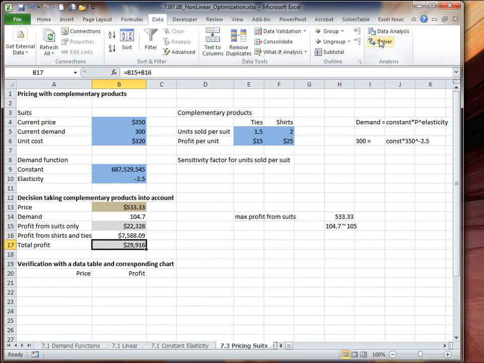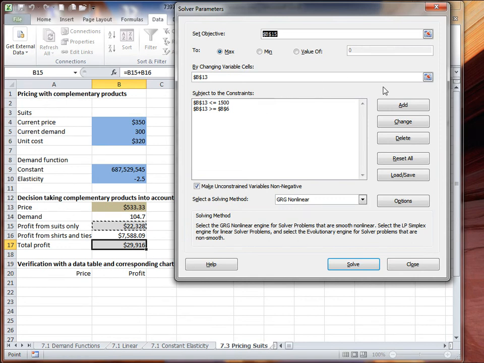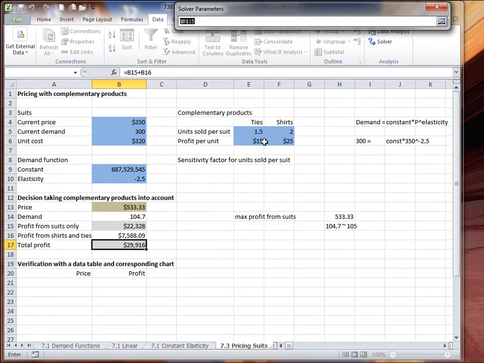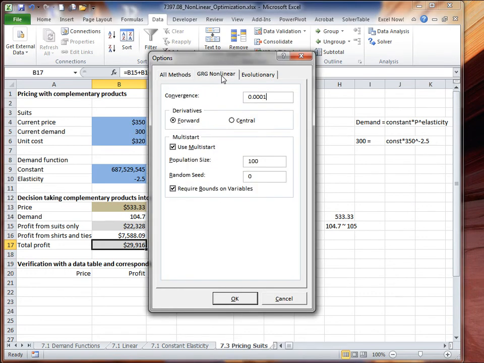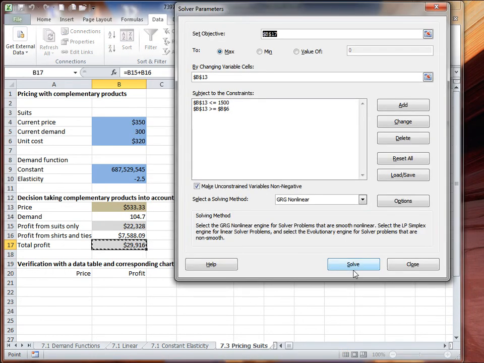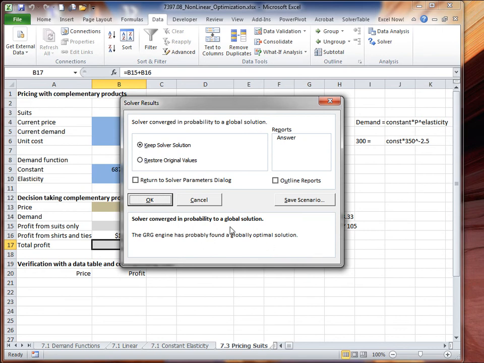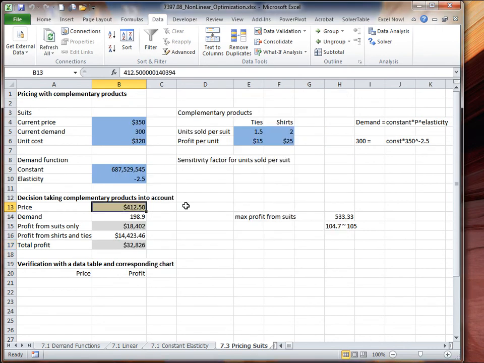Well, let's find out. Go back to Solver. Now, instead of our objective function being profits from suits, it's going to be the total profit. Okay? We're still going to change the price of the suit. We're still going to have the boundaries that you see here, and we're still going to use the multistart option. Okay? But let's see what happens when we solve it now. Solver converged. And now the price per suit is $412.50.